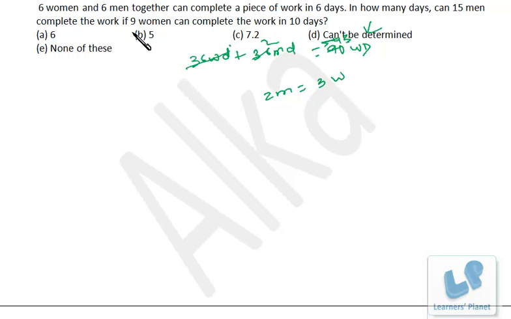Now the work is of 90 woman days. So I'll be multiplying 30 over here, right? That means the work is of 60 man days. Now 15 men are working and the work is of 60 man days. That means they will be taking 4 days to complete the work. Right? So that's none of these. Okay?